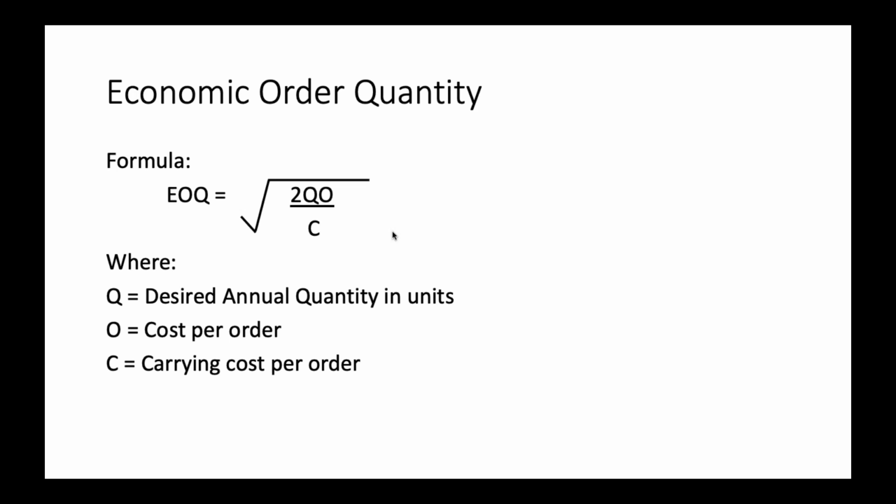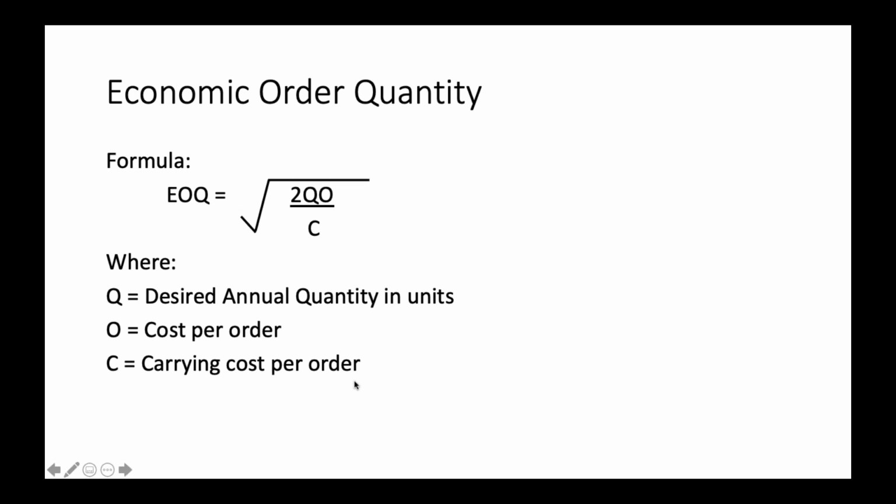Yung cost per order is the cost of placing an order. Like for example, if you have to pay for the telephone calls to the supplier, that's the cost per order. Or if you have to pay some agent, that's the cost per order.